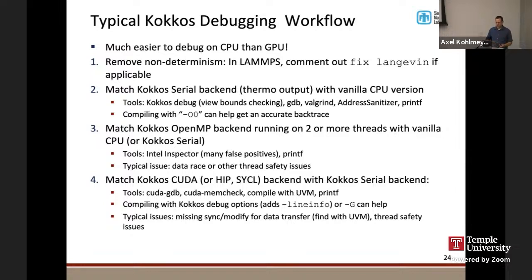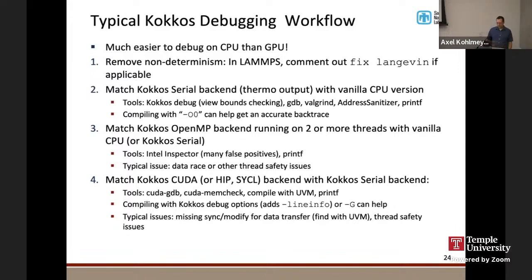The second step is to match the Kokkos serial backend, looking at the LAMMPS log file with the vanilla CPU version. This is assuming that you already have a working CPU version. If you don't, then it's probably a good idea to start with that, because in LAMMPS you'd probably need that anyway to get your code released in LAMMPS.